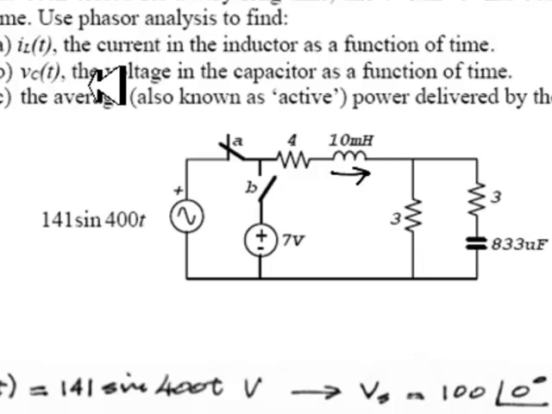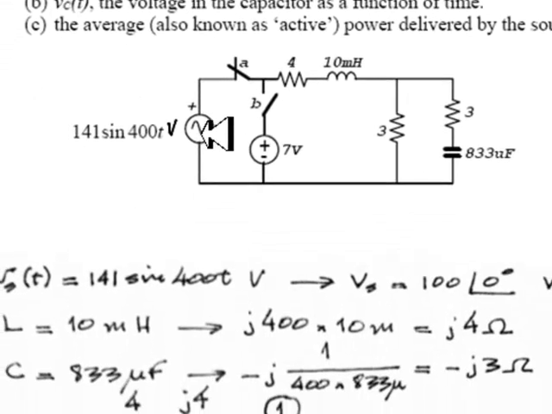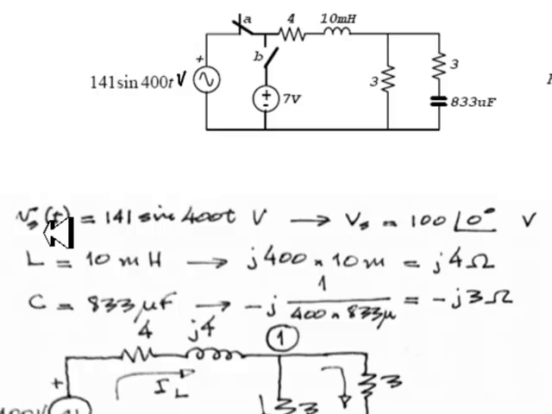Find also the voltage in the capacitor, this one, as a function of time. We do the same, find that voltage as a phasor and then write that as a function of time. So let's begin. Because we will be using phasor analysis, the source, which is given by this function of time as 141 sine 400t volts, is going to be represented by a phasor. So we turn that function of time into a phasor.